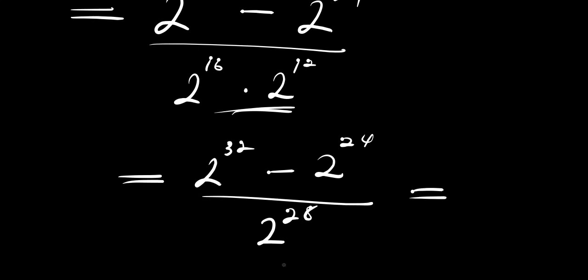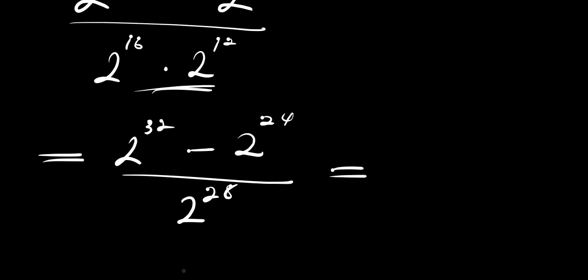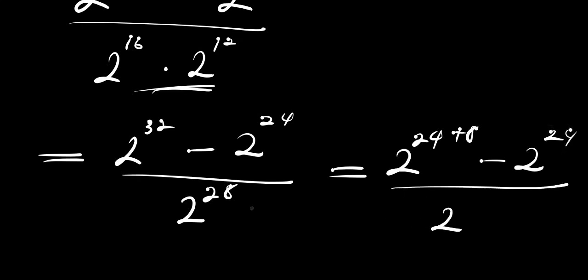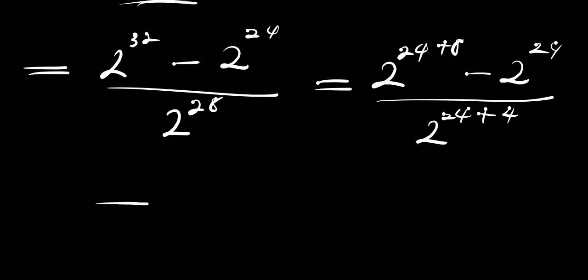So this can simply be written as 2 power 32. So if we add 8 to 24, we are going to have 32. So we have 2 power, instead of 32, we have 24 plus 8 minus 2 power 24 divided by 2 power, instead of 28, we have 24 plus 4. So the next thing we're going to do is we apply this other identity.